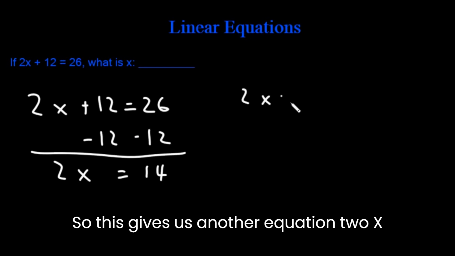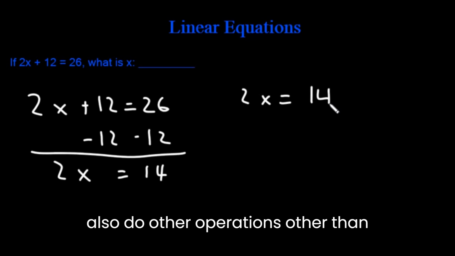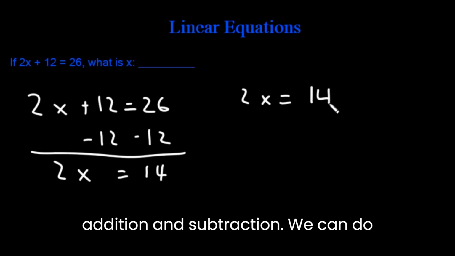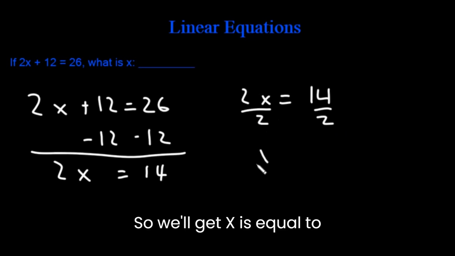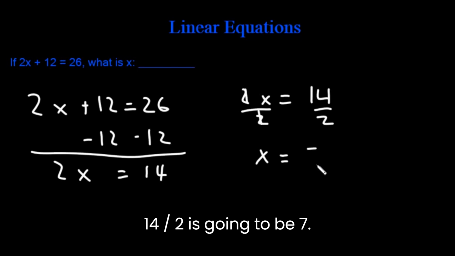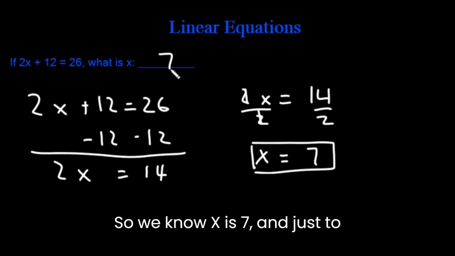So this gives us another equation. 2x equals 14. Now, we can also do other operations other than addition and subtraction. We can do division. So we'll get x is equal to 14 divided by 2 is going to be 7. So we know x is 7.